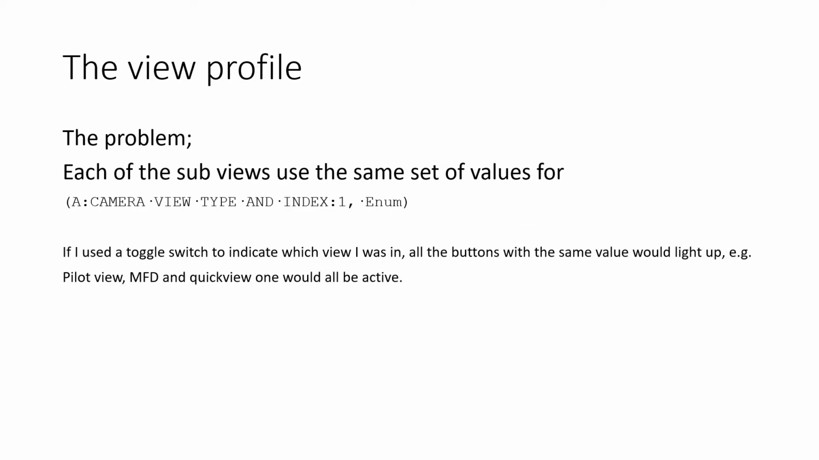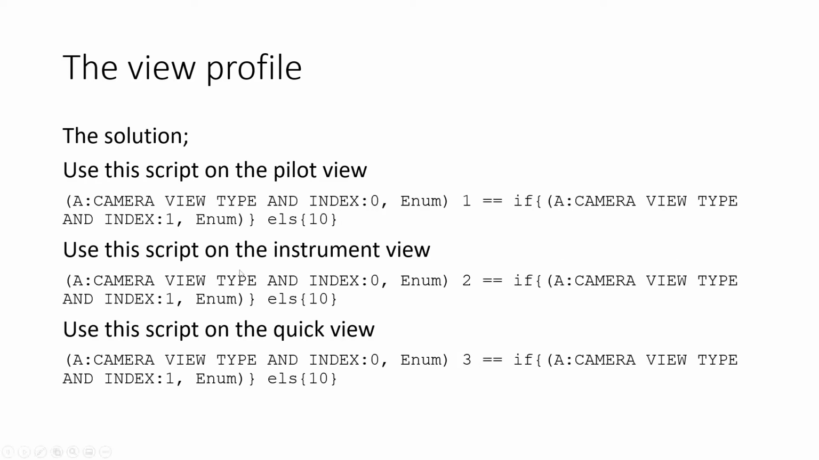So just to review the problem, if I use that toggle switch to indicate which view I was in, all the buttons with the same value would light up. So you'd have a light on the pilot view, and the quick view and the instrument view would all come up active. And that's because they're all using this to select that subview. So I wrote a script, and the script works like this.